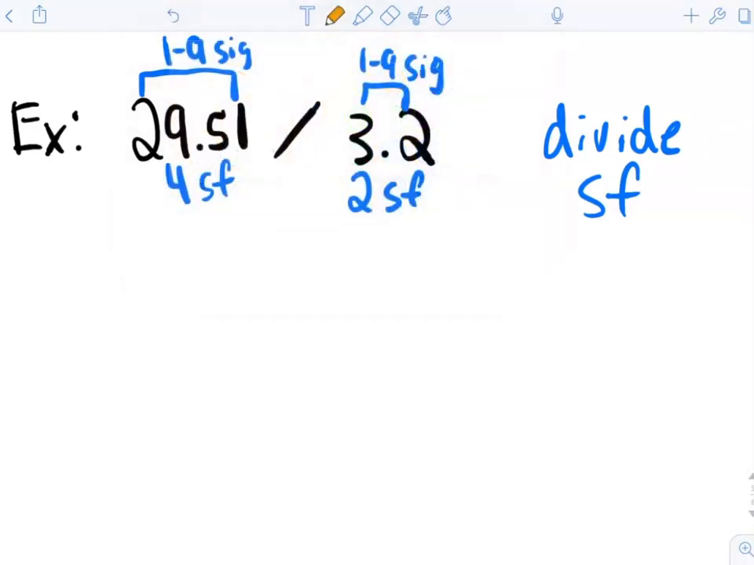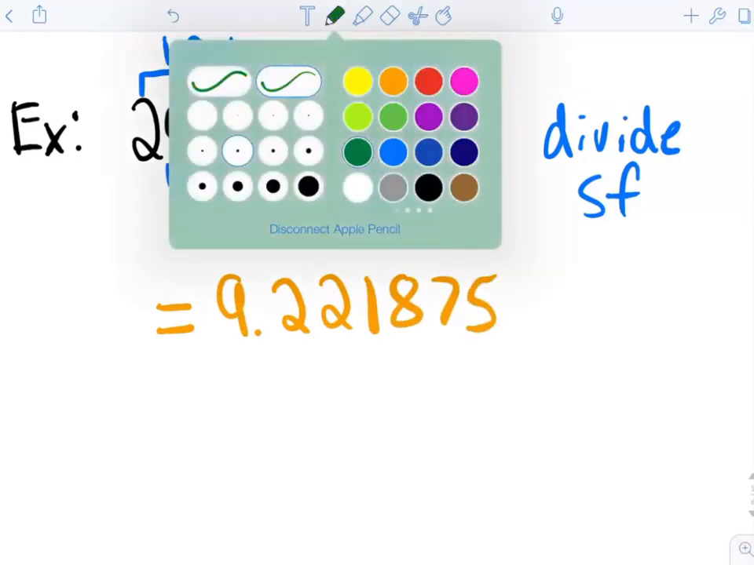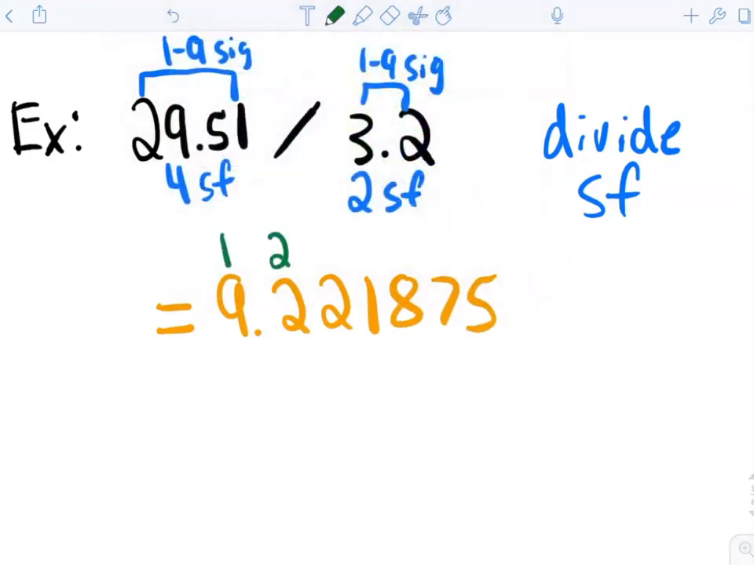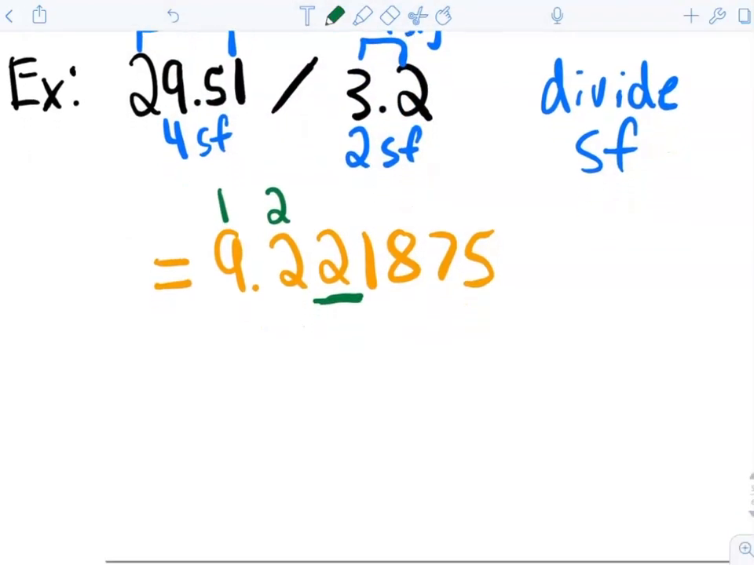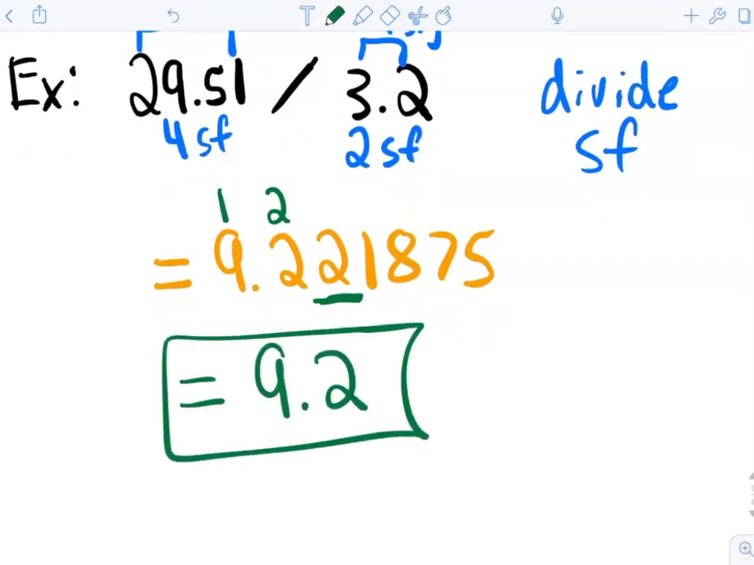So if I go through and I do the math, I'm going to have 9.221875. And again, I need 2 sig figs, so 1, 2. I'm going to look at the number beside of it. In this case, it's below, or it's smaller than 5, so I'm just going to have 9.2 as my answer.